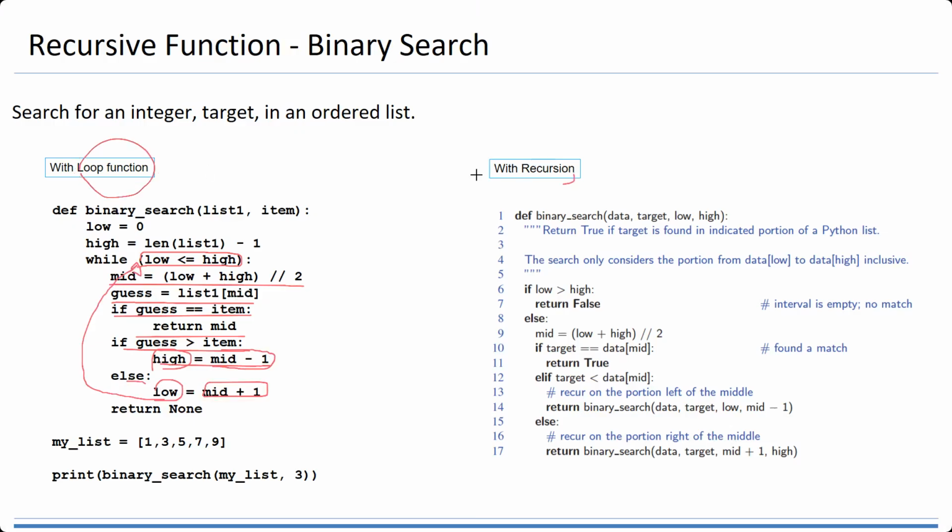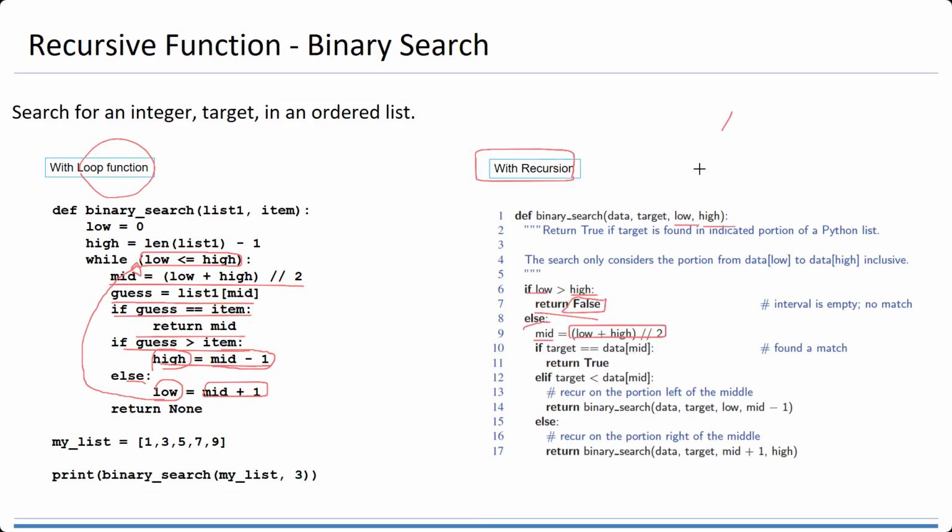Now let's take a look at the recursion. With the recursion, we have the low and high. If the low is higher than high, stop. It means we cannot find the number. Else, we check the mid value. The mid value will be low plus high divided by 2.